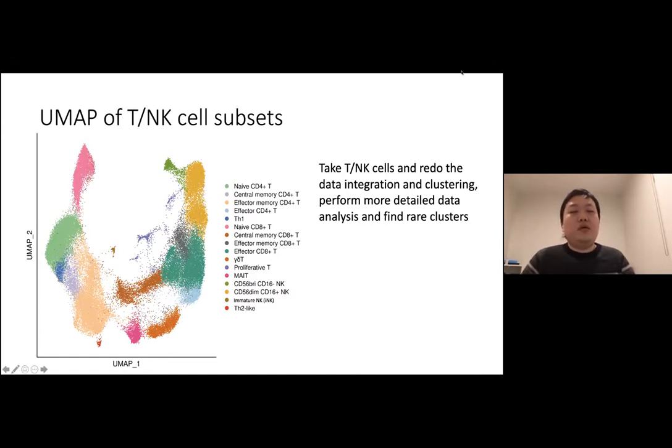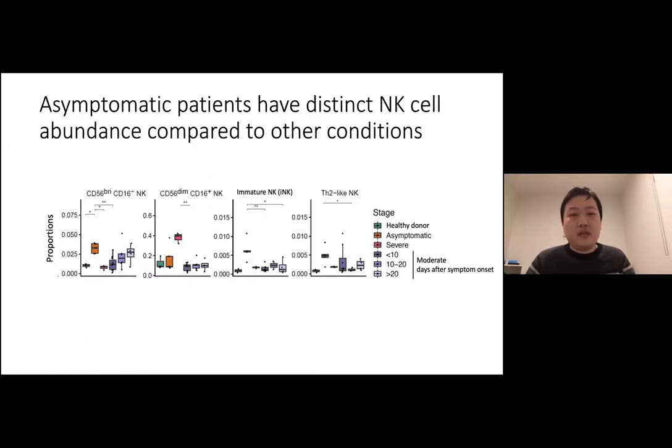What we did is extract all the T and NK cells from the total population and redo the data integration and the clustering to perform a more detailed analysis. By doing so, we can find some rare cell types that couldn't be found in the previous analysis that contains all the cell types. For example, we find a rare immature NK cell in this population. The first thing we looked at after this analysis is the proportions, or the abundance, of the different cell types. Here are some examples that we found quite interesting: in the asymptomatic patients, they have a higher abundance of some NK cells.